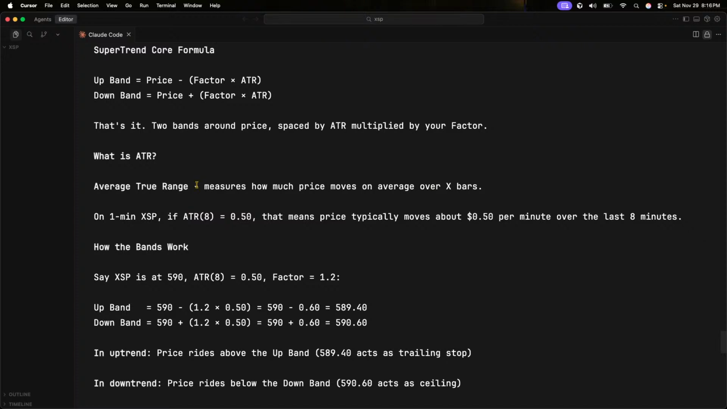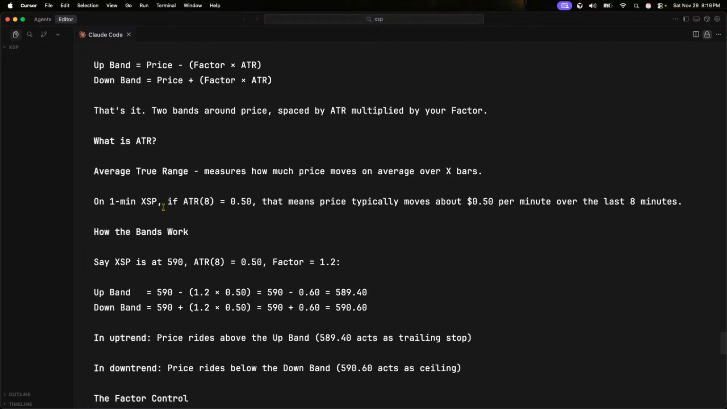What is ATR? Average true range measures how much your price moves on average per bar. On 1 minute XSP, if ATR of 8 equals 0.5, this means price typically moves around 50 cents per minute over the last 8 minutes.